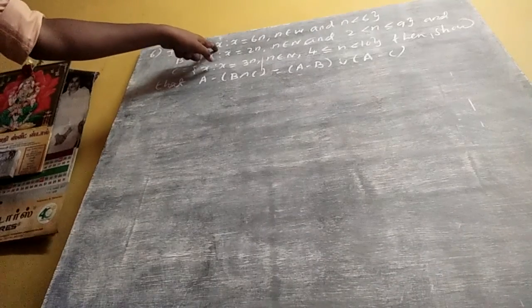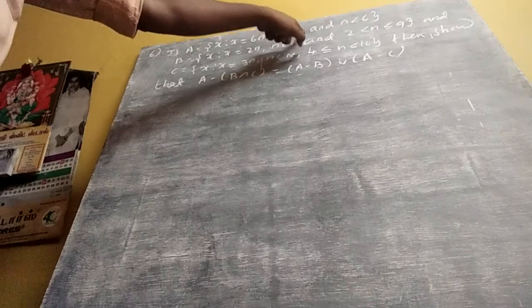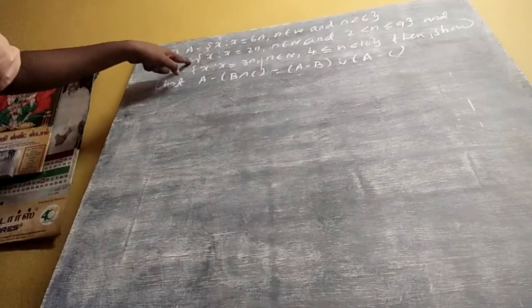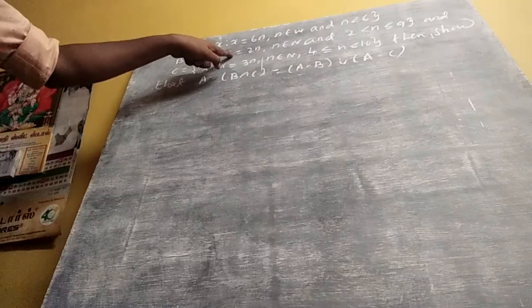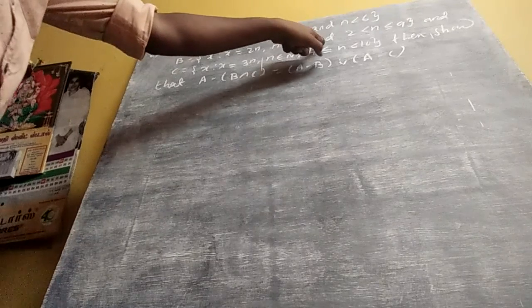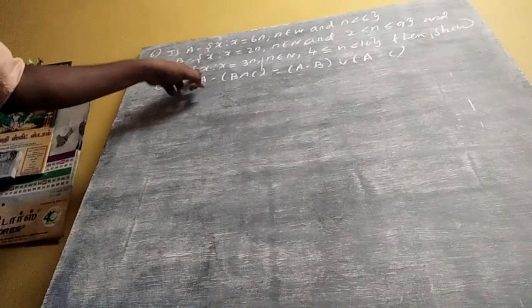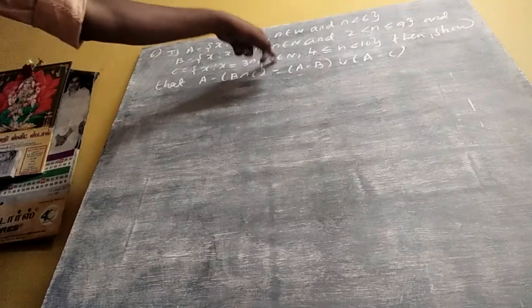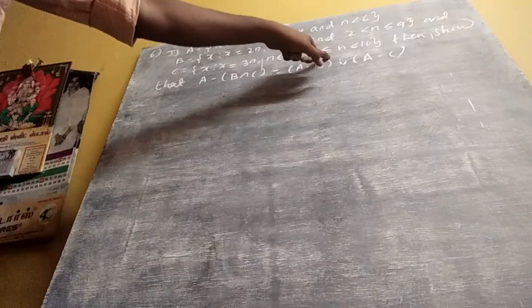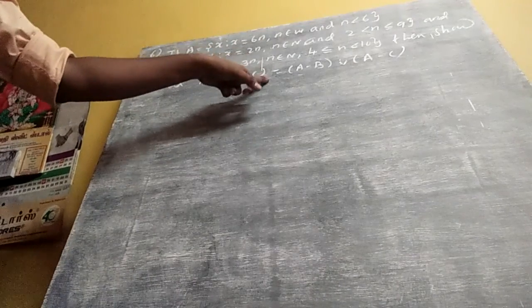Next question number 6. If A equals {x such that x = 6n, n belongs to whole number and n less than 6}, B equals {x such that x = 2n, n belongs to natural number and 2 less than n less than or equal to 9}, and C equals {x such that x = 3n, n belongs to natural number, 4 less than or equal to n less than 10}, then show that A minus B intersection C is equal to A minus B union A minus C.